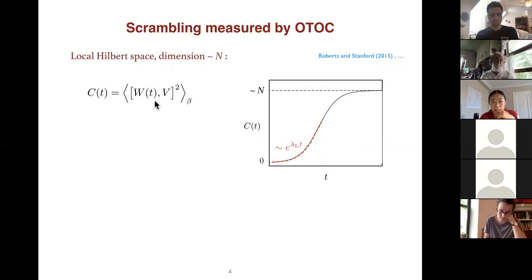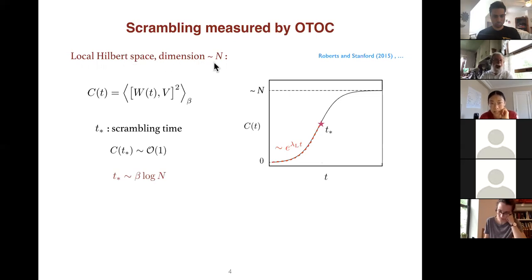So this is the WV correlator, the commutator squared. And in a scrambling system, you expect this OTOC to have early time exponential behavior characterized by the Lyapunov exponent lambda_L. And furthermore, you can define the so-called scrambling time at which the OTOC reaches a significant value. And the scrambling time in the local Hilbert space case with dimension n scales as log n.